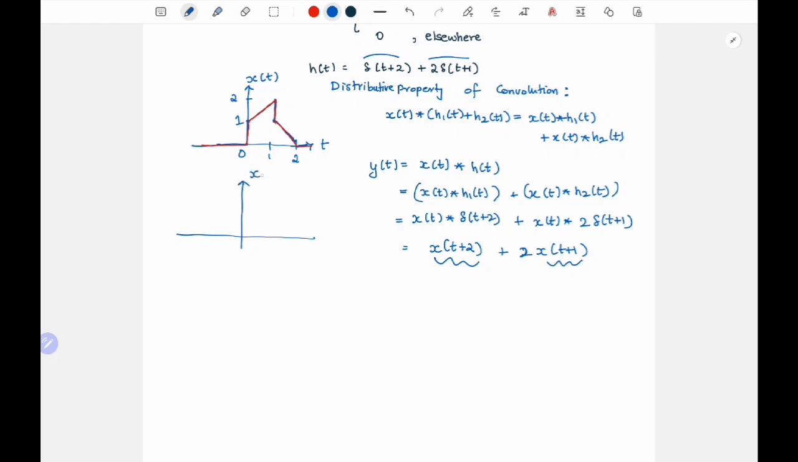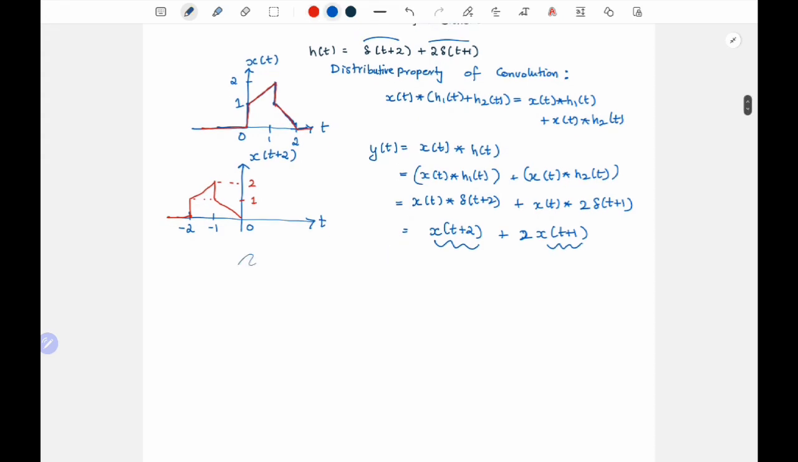Okay. So let's find x of t plus 2. It is just a left shift by 2 units. So it starts from minus 2, minus 1, 0. It starts at 1, goes to 2, drops back to 1 and then drops back to 0. This is 1 and this is 2. What about x of t plus 1? It is just a right shift of this by 1 unit. So minus 1, 0 and 1. So again same. It goes here, drops back and drops down. Right? So this is 1 and this is 2.